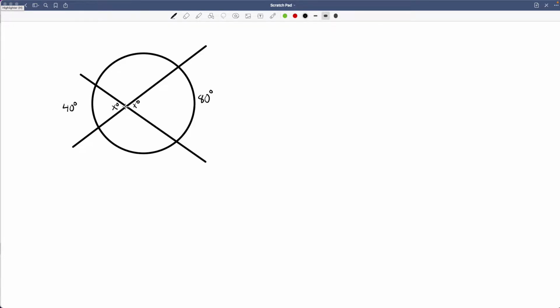Now, if the intersecting point was in the center of the circle, then we know that the intercepted arcs here would be the same degree of measure. But because the intersected point is not in the center of the circle, we have two different measures of intercepted arcs. So how do we find the degree of measure given just the intercepted arc degree?